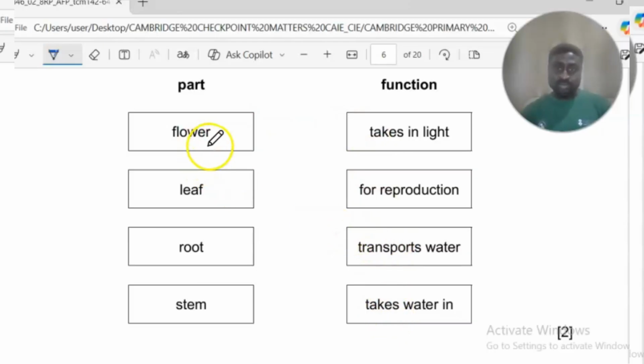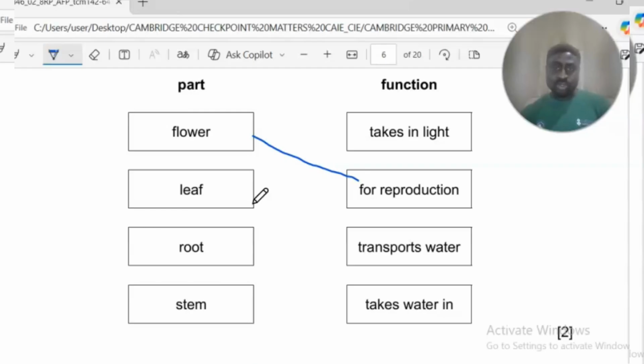So flower, does it take in light? That is not its major function. For reproduction, yes. So flowers are actually produced at the maturity stage of plants in order to reproduce both seeds and fruits. So that is why we have the answer as this. You can use a ruler to do this neatly. This is because I'm using my freehand sketch with my writing pad.